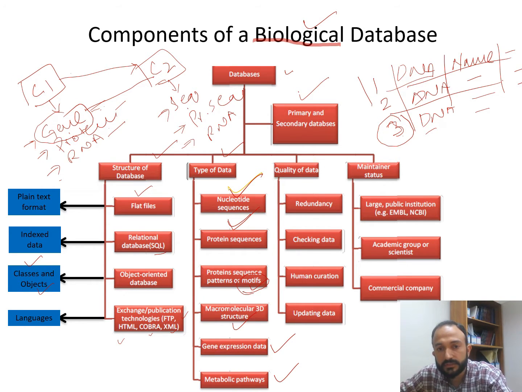Then another important thing is the quality of the data. The better the quality, the more reliable the database is. So how to improve the quality? The first thing is redundancy. Redundancy is a very critical factor, because if the information is repeated again and again in a database, then what is the purpose of a database? Why do we develop a database if we cannot organize information in a uniform way, so that if we access one piece of information, like any gene sequence, we can get the unique information against the whole database? So quality can be improved by excluding the redundancy. Then again, the checking of the data.